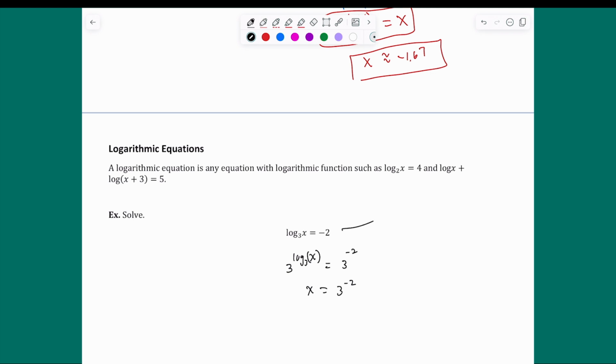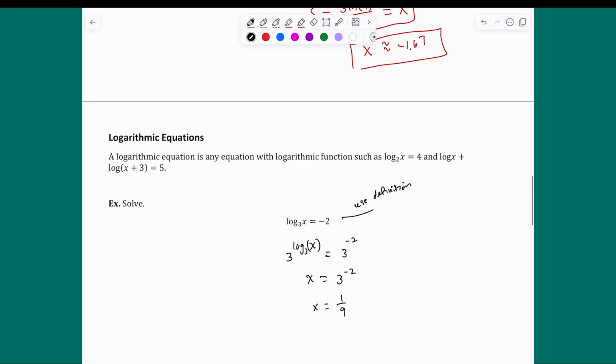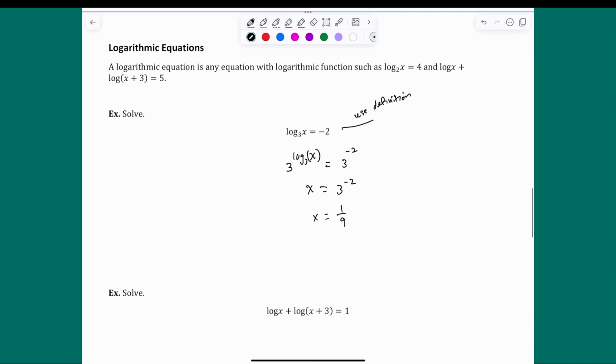In fact, you could also just use the definition of logarithms as well. Okay, so 3 to the negative 2 is really just x equal to 1/9. Alright, so that's how you solve that one.